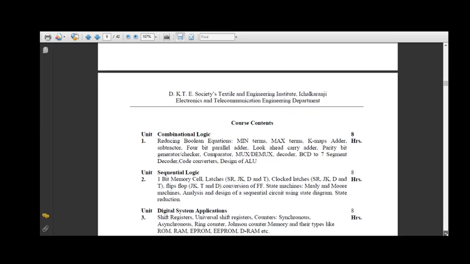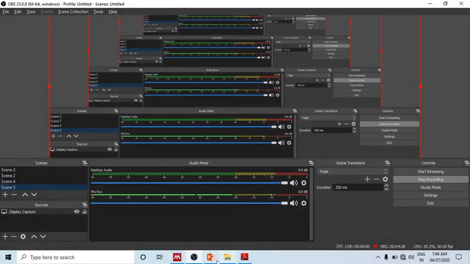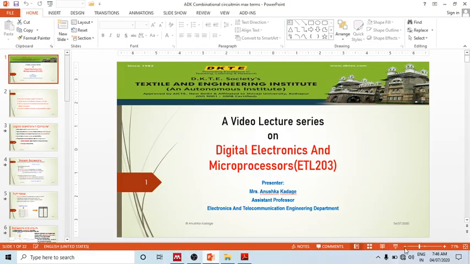Finally, in the third unit of this digital part of the subject, we are moving towards the concept of shift registers, universal shift registers, counters, wherein we are going to see synchronous and asynchronous counters both, ring counter, Johnson counter, and the types of memories involved, which are ROM, RAM, EEPROM, etc. So, dear friends, to start with these contents, we are moving further with the basics of combinational logic circuits.